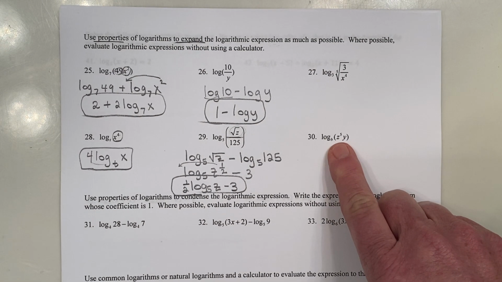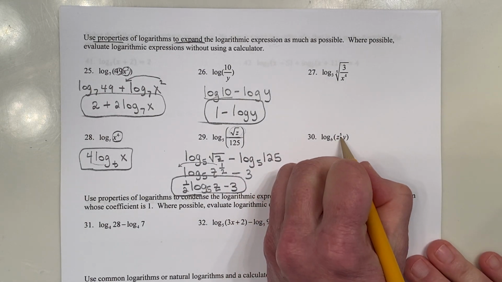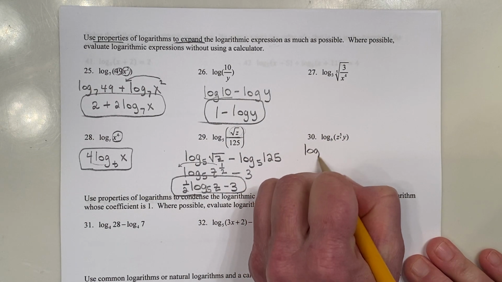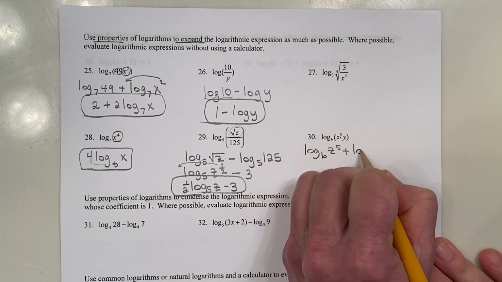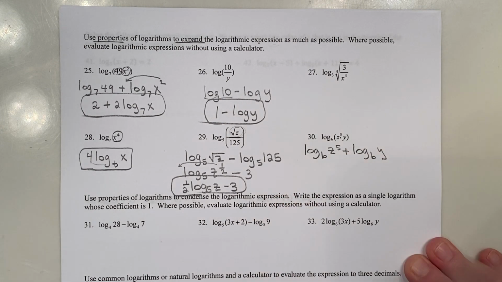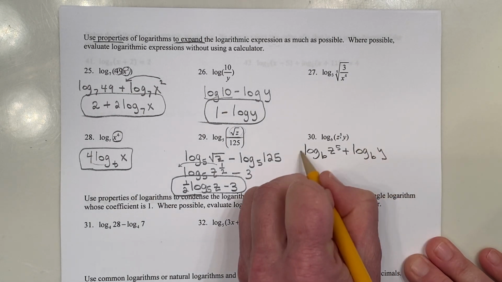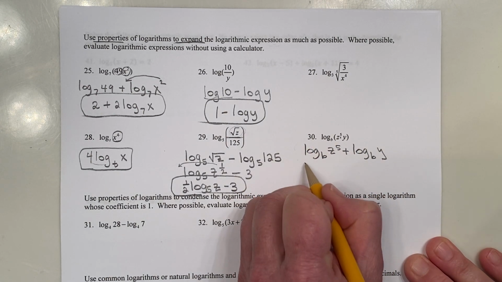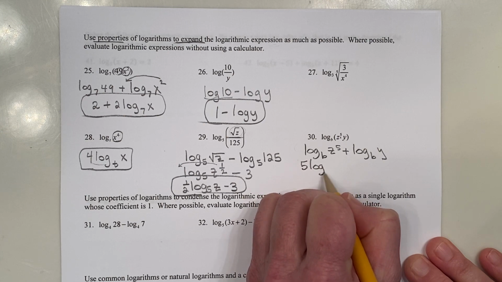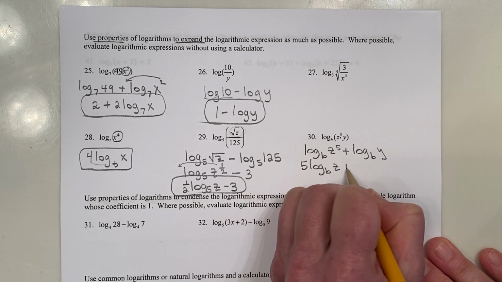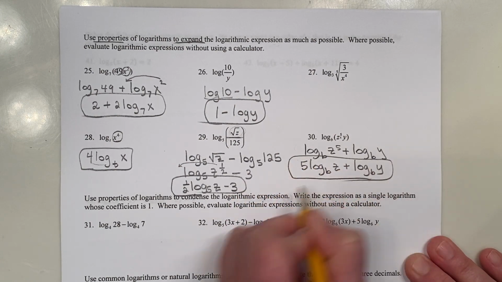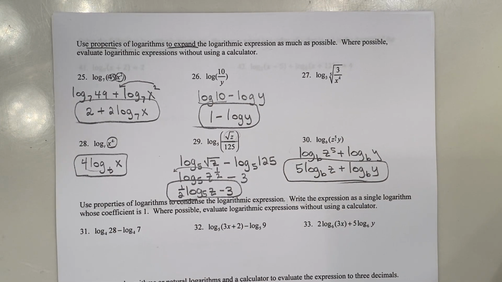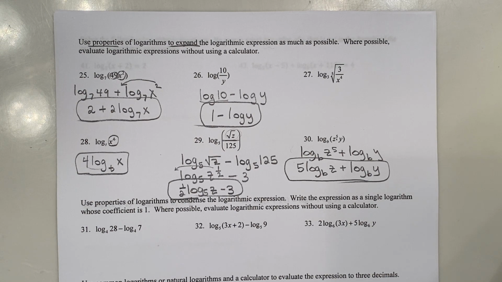On 30, I see a product. And that goes to a sum. This term is complete, but this term we need to use the power property.